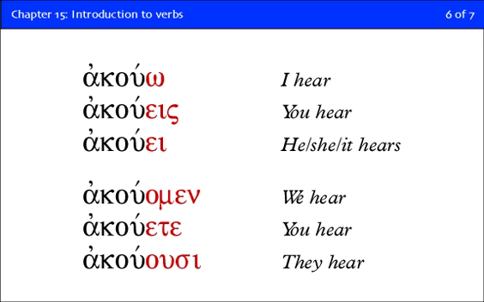And here, for example, is the paradigm of akuo. Akuo means I hear. Akueis, second person singular, means you hear. Akuei, he, she, it hears. You've seen this paradigm with me before, right? Okay, this is your typical verb paradigm.